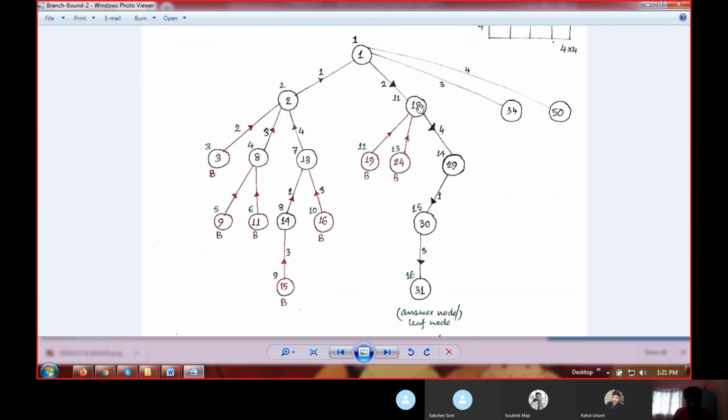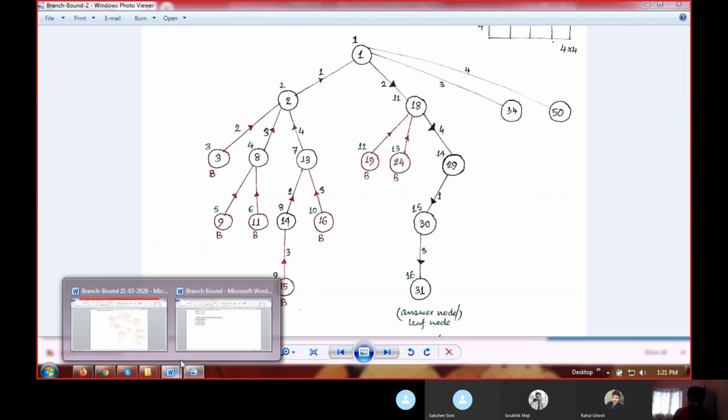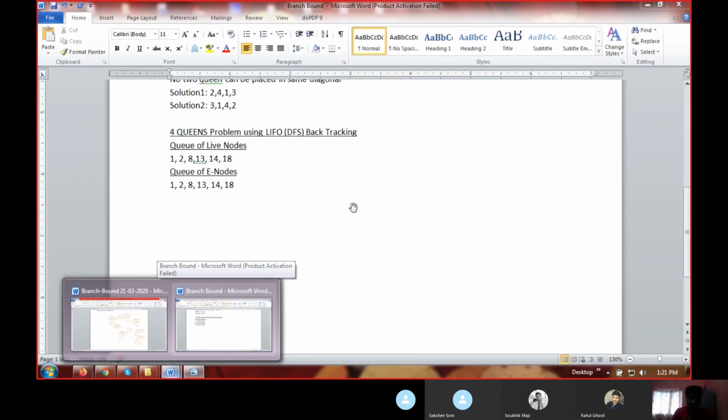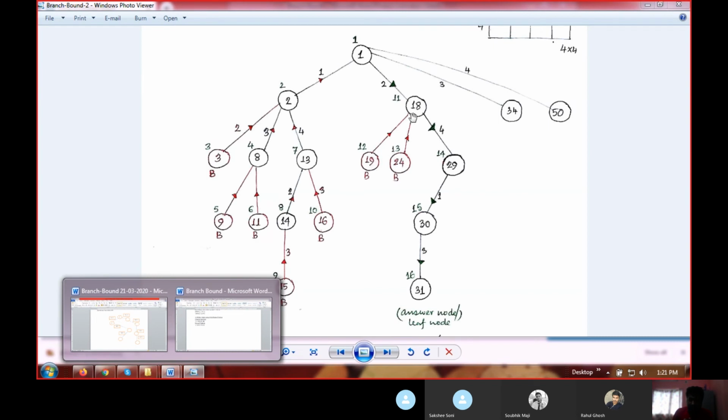Okay, so while exploring 18, we can find that 19 and 24 are not possible children, so they were deleted immediately. The first child 19 will be generated and it is violating the bounding function, so immediately it is deleted, and 19 can't be part of the live nodes. Next, similarly, it backtracks to node 18 and generates the next possible child, which is 24. As 24 is violating the bounding function, it is deleted and is never part of the live node queue, and then it backtracks to node 18.